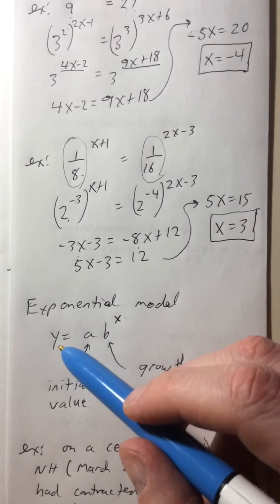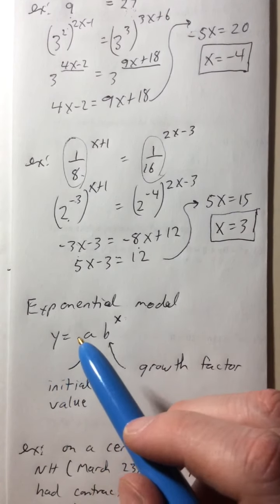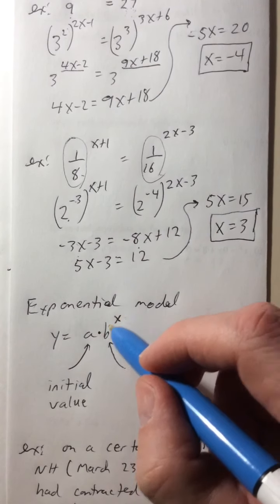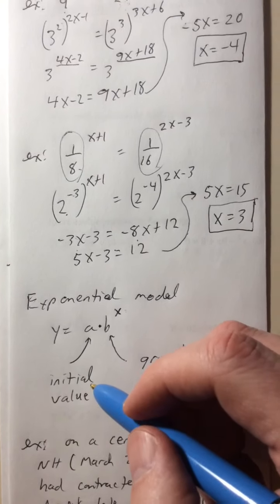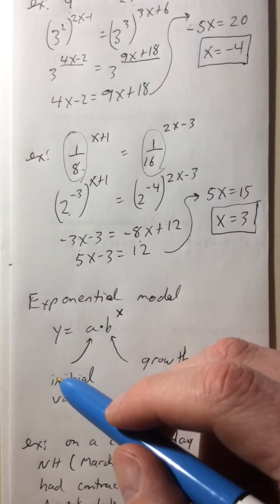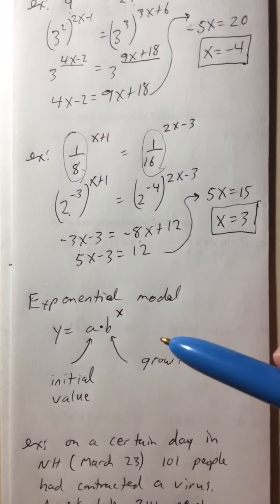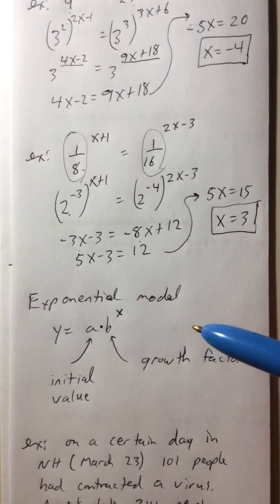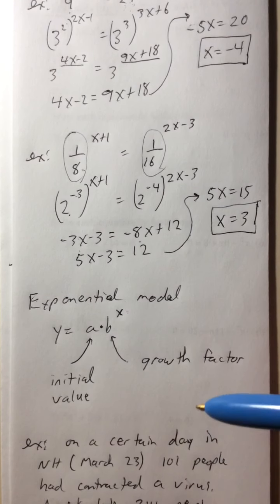So I would just want to expand that a little bit. So here we have y equals a times b to the x. And in our model here, a is our initial value, the amount that we're starting with. And again, that could be a certain amount of money, or it could be a certain number of people infected with a virus, which is actually the problem we're going to look at in just a moment.